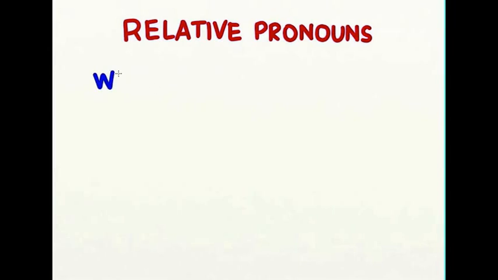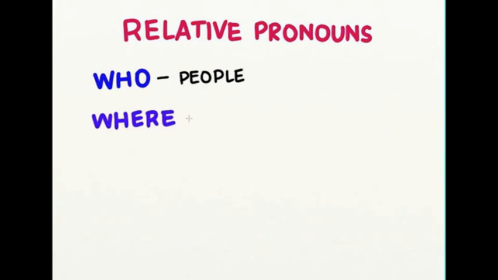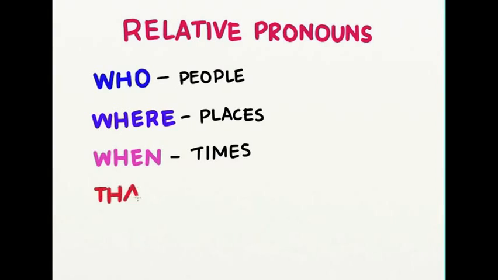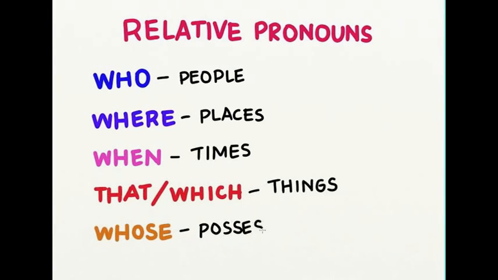Here are the relative pronouns. The relative pronouns who or whom are used to describe people. Where is used to describe places. When is used for times. That and which are used for things, and whose is used to show possession.